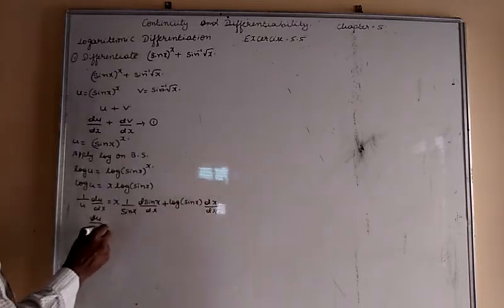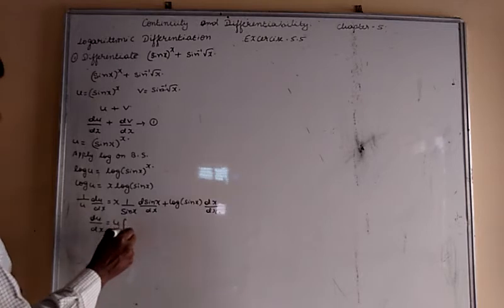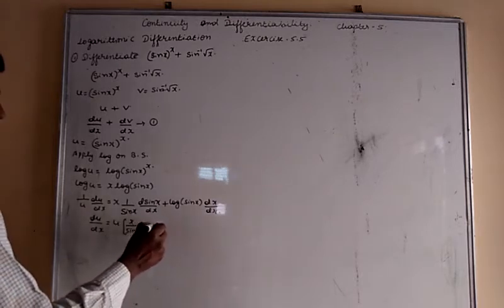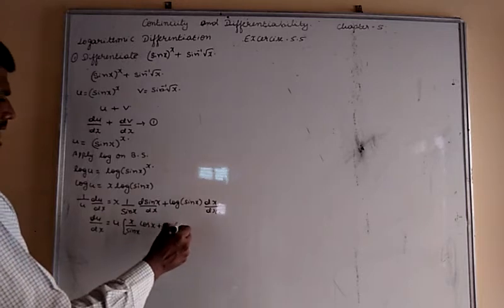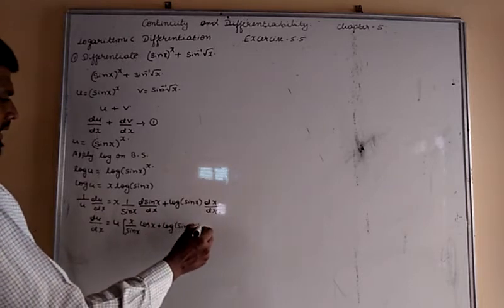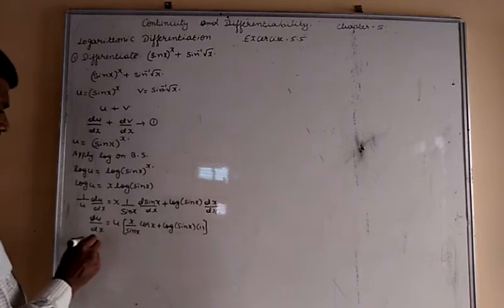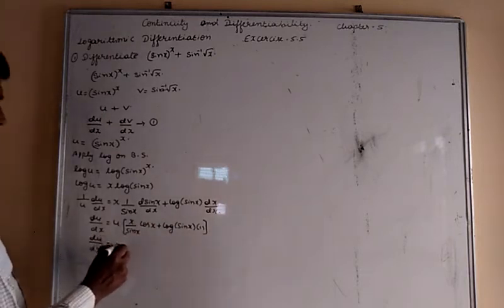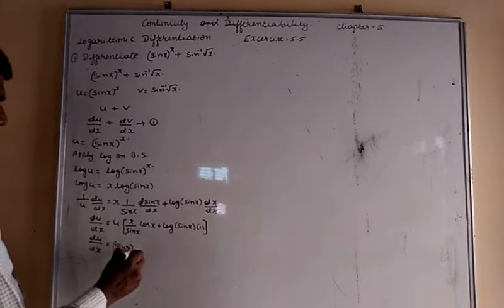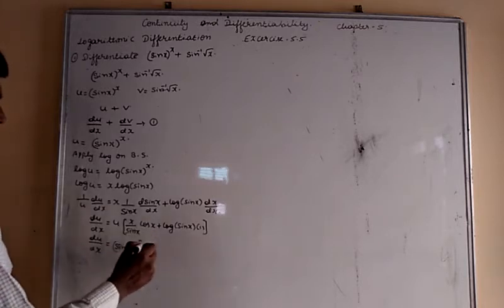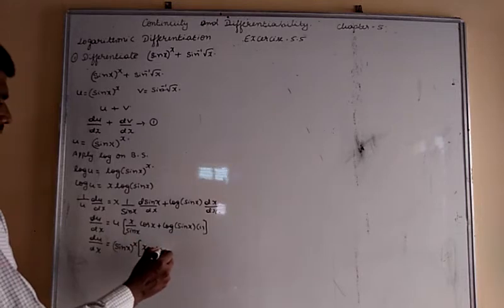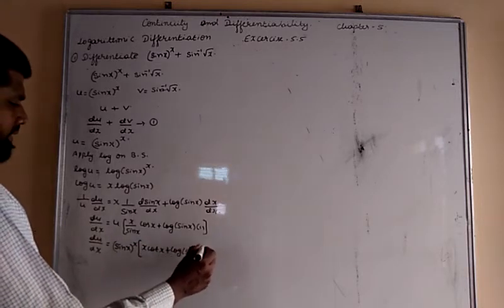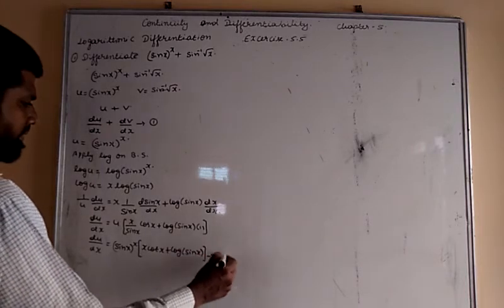du by dx is equal to u into x by sin x. Sin x differentiation is cos x. Again log of sin x, x differentiation is 1. Then du by dx, u value is (sin x) to the power of x. Then cos by sin means cot x: x cot x plus log of sin x. So this is equation 2.